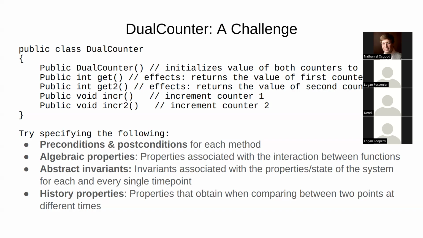Printing one will not affect get2. Good. Incrementing one will change the value of that one, right? So increment will change the value of that counter such that it is one more than it was before you called increment, yeah? But it will leave unchanged increment2. And conversely with increment2, mutatis mutandis, right? Good.